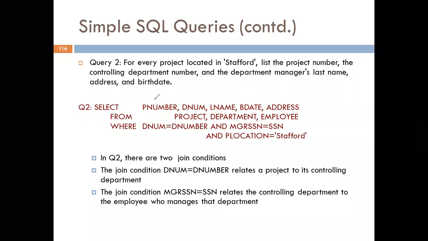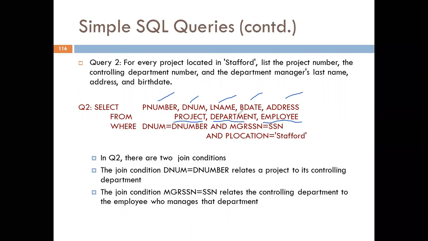So let us look at the query. So what are the information we need? Project number, department number, name, that is last name is taken over here. We can write first name, middle initial along with that, so it doesn't matter. So date of birth, address of the manager. From which table we are operating on? Project table, department table and employee table. So all the 3 are there. Now we will write the condition.